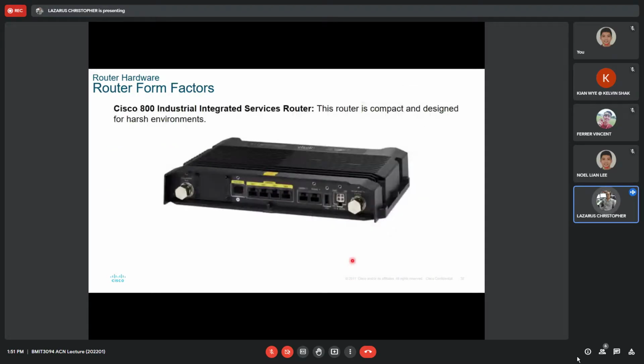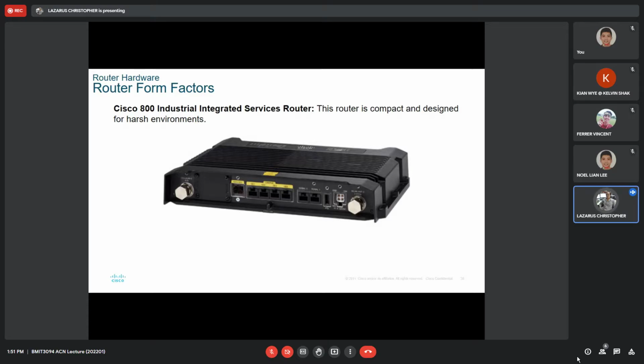This one is another example. You can see the ruggedness of the design. It's meant to withstand harsh environments, right? So in terms of functionality it's the same, but in terms of design, it's more hardened, more rugged. Okay, so that's the end of this section.